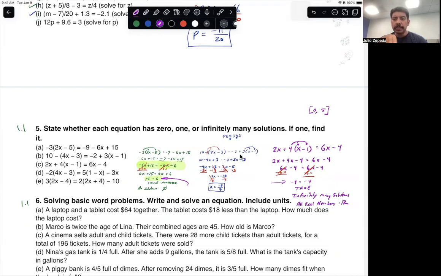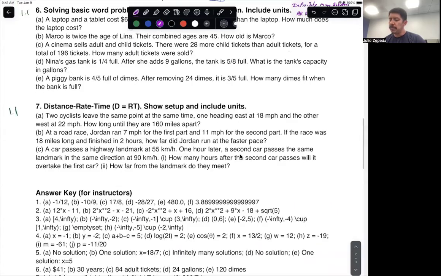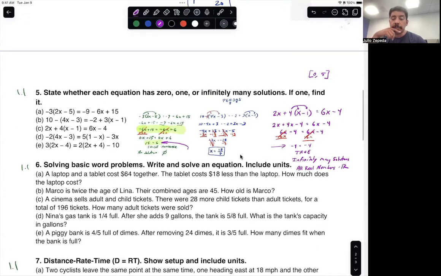You can do parts D and E on your own. The answers are right here, 5D and 5E. Try them on your own and see if you can get the correct answer. Yeah, and we'll stop the video there.